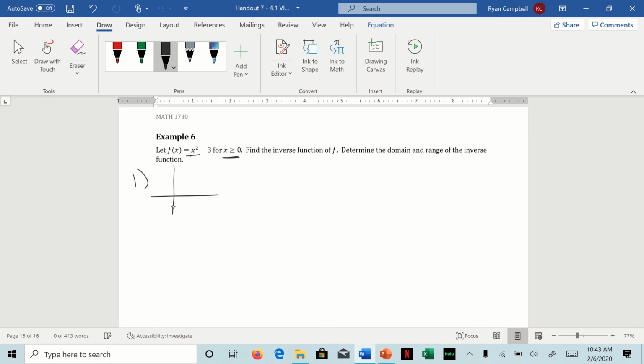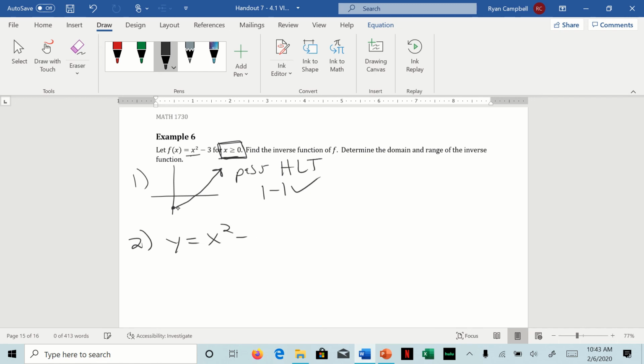So if you graph that on just non-negative, zero or positive, it's going to look like this. And we can see that this actually does pass the horizontal line test. So it is 1-to-1, but it's because we restricted the domain to make it 1-to-1. So this is the example where we don't want to switch x and y first, we want to keep it.